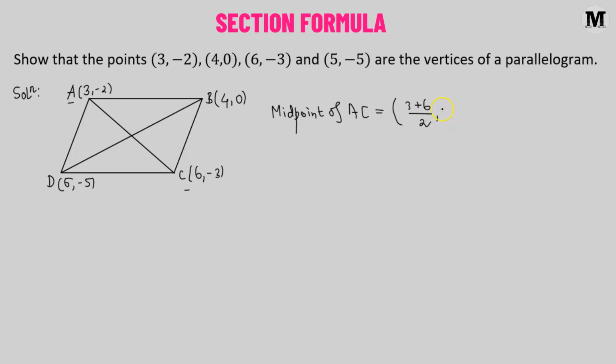Then for the y coordinate, we take the sum of the y coordinates of the endpoints. So that's -2 and -3, and then divide it by 2. So this is giving us the values 9/2 and -5/2.